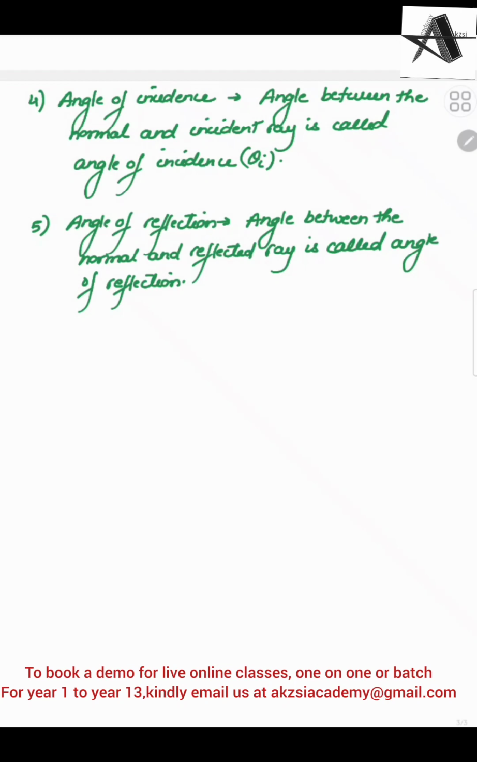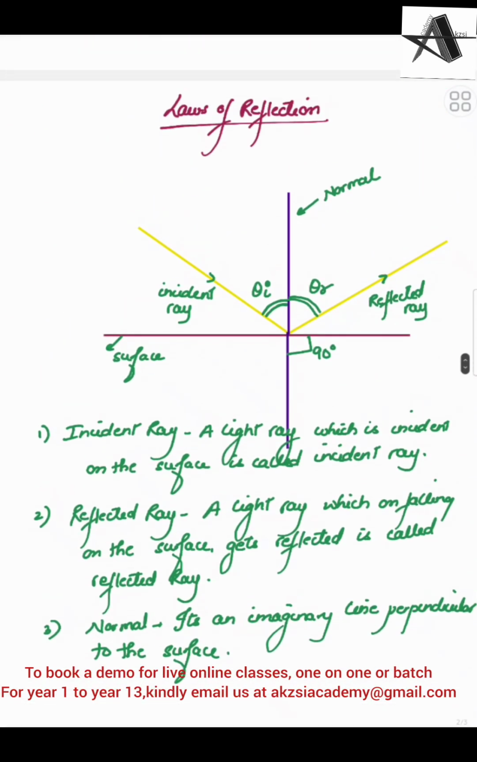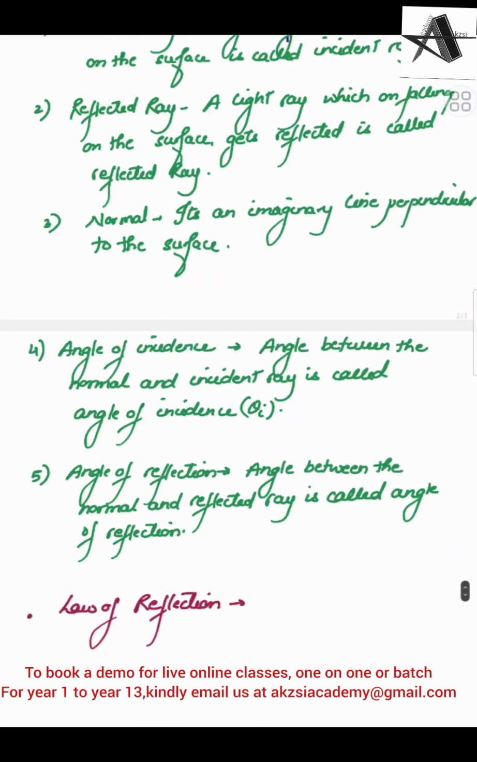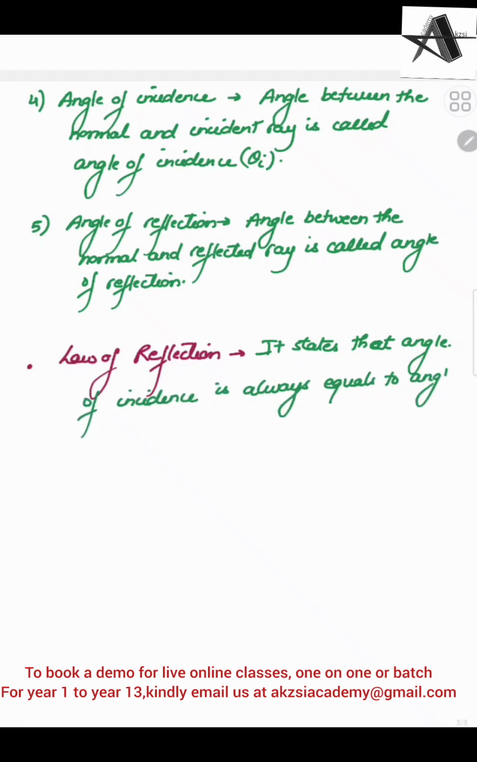The most important law of reflection that we have in our syllabus is that the angle of incidence is always equal to the angle of reflection. If we see the diagram, theta I and theta R are always equal, and that is called the law of reflection. So the law of reflection states that the angle of incidence is always equal to the angle of reflection. That means theta I is equal to theta R.